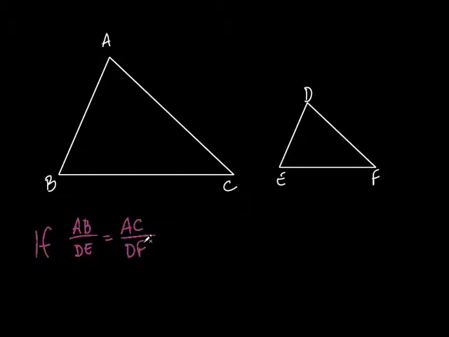Is that enough right there to say that these triangles are similar? Is that all three sides being shown in proportion? No, it's not. It's only two of them. So that's not enough in and of itself. Okay? But they tell you one more thing. They also tell you angle A equals angle D.